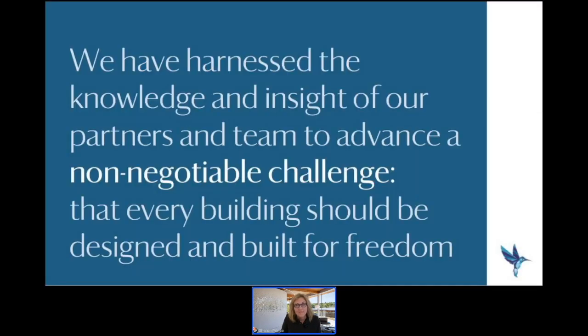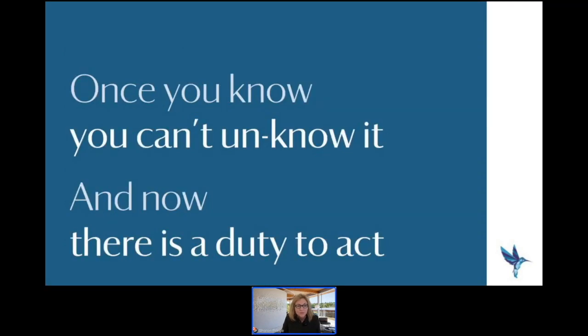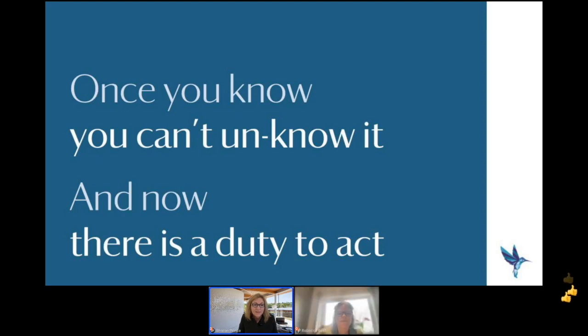And then I want to acknowledge that we are harnessing all this from the industry that we can in short order to advance a non-negotiable challenge that every building should be designed and built without forced labor, for freedom. So once you know, you can't unknow it. And now there is a duty to act.